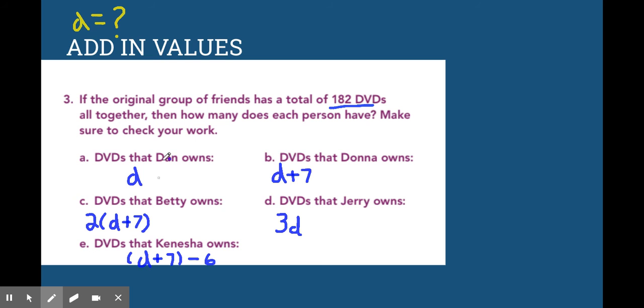Okay, so now that you see this, we can say, if I figure out what D equals, then I can just plug in that value for D in all these expressions. How are we going to figure that out? Well, we know that everybody has 182 DVDs. So it would make sense that if I add everybody's expressions together, I can get 182. So let's see how that's going to look.